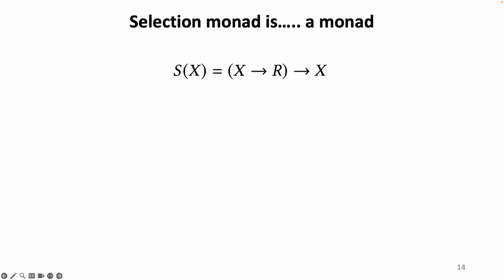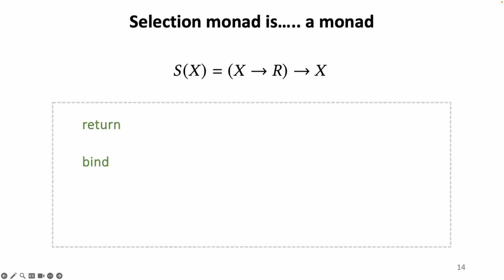To show you that this is the case, let's define the return function and the bind function for the selection monad. One advantage of programming with types is that those definitions are very straightforward if we just follow the type signature. There are basically no other choices we can make in this definition. What do I mean? Let's look at those definitions and first define the return function for the selection monad.